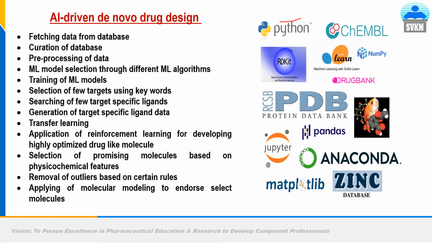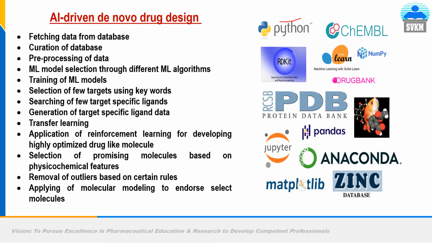That is called curation or pre-processing, because in all my videos I keep telling machine learning is 80% data handling and only 20% of the time is devoted to the machine learning model fine tuning. So after that we will go for machine learning model selection through different machine learning algorithms, then training of machine learning models, then selection of few targets using keywords, searching of few target specific ligands. What is target? The disease causing area.